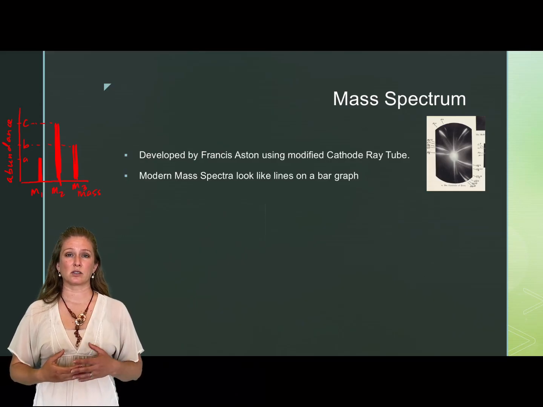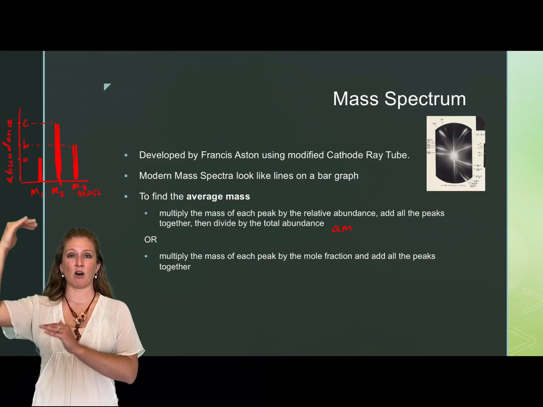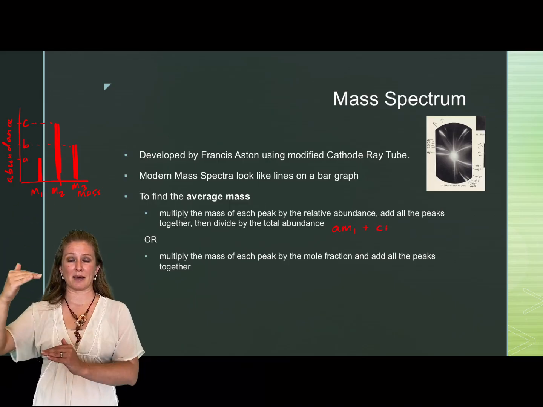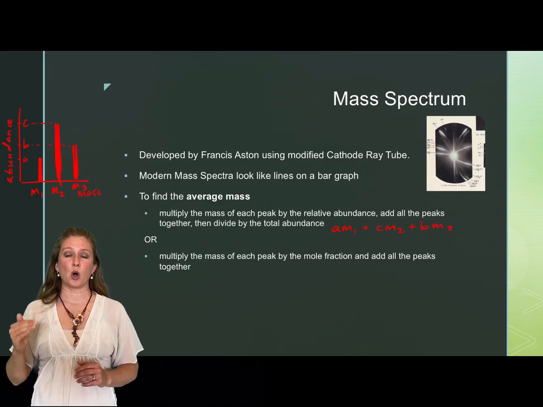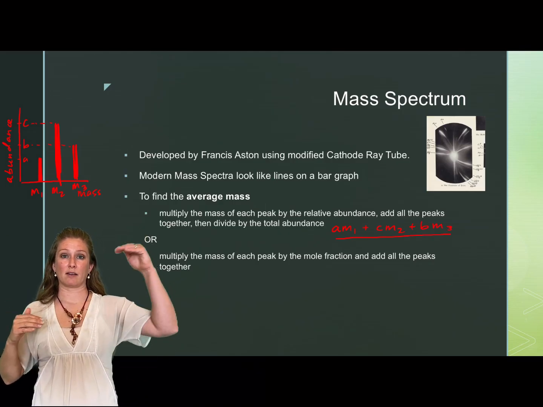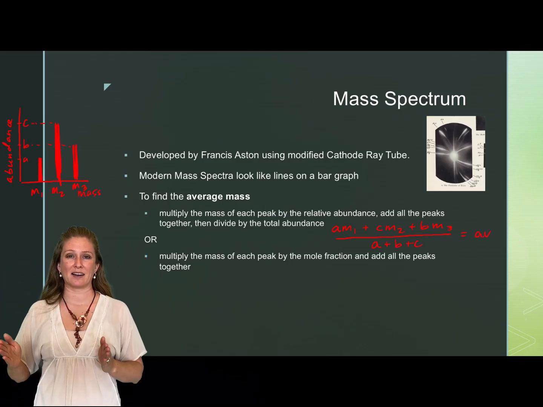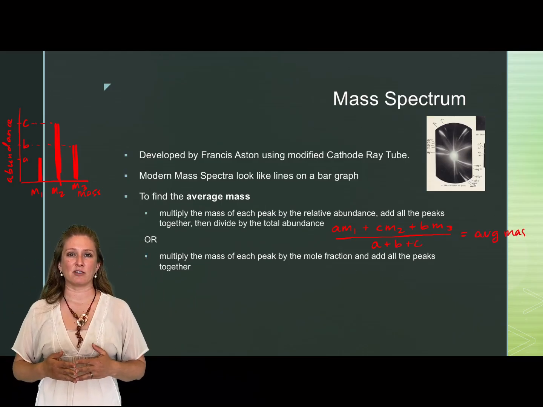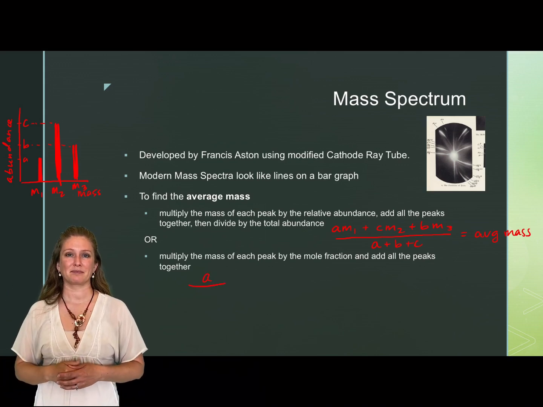One would be to multiply the mass by the height of the bar, and then add all of those together: mass times height, mass times height, mass times height, and then divide by the total number, or all of the heights added up, right? So the total number of atoms. And that gives us the average mass per atom for that element.